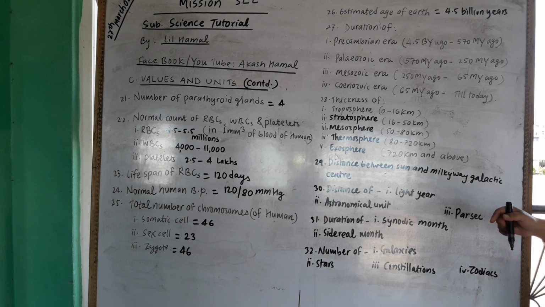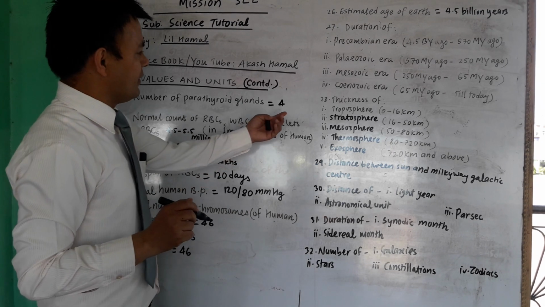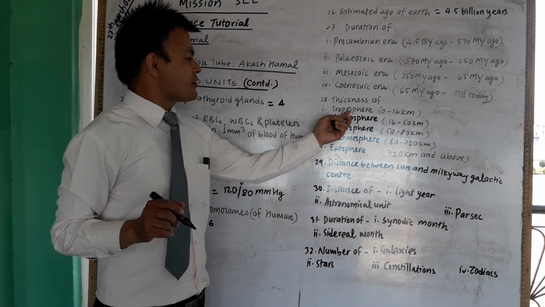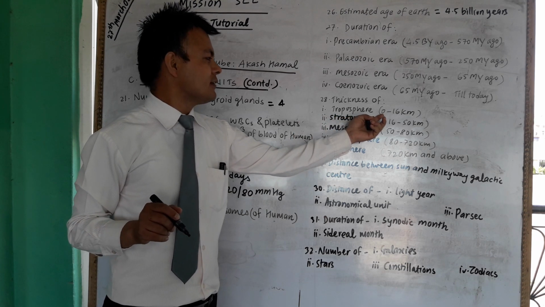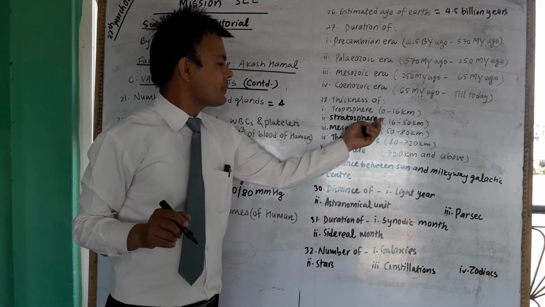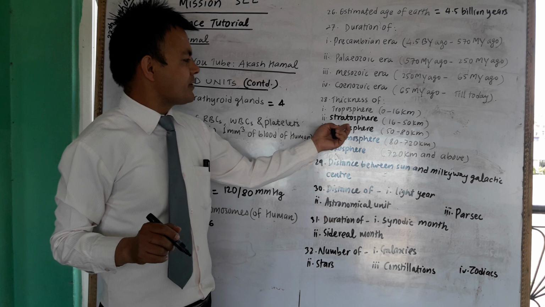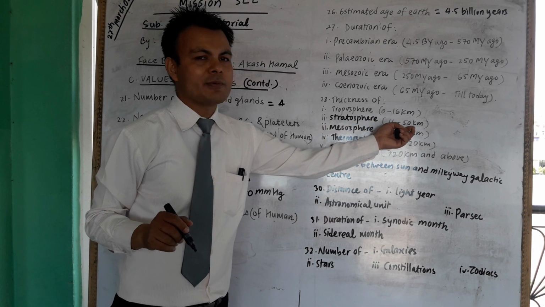Now, let's talk about the thickness of different strata of the atmosphere. The thickness of the troposphere is from ground level to 16 km above the surface of the Earth. The stratosphere is from 16 km above the surface of the Earth to 50 km above the surface of the Earth.